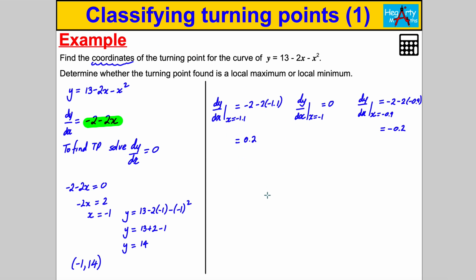Well, slightly to the left, we've got a positive gradient. At the turning point, we've got a 0 gradient. Slightly to the right, we've got a negative gradient, and therefore we must have a local maximum. So we can state negative 114 is a local maximum, and we're done.